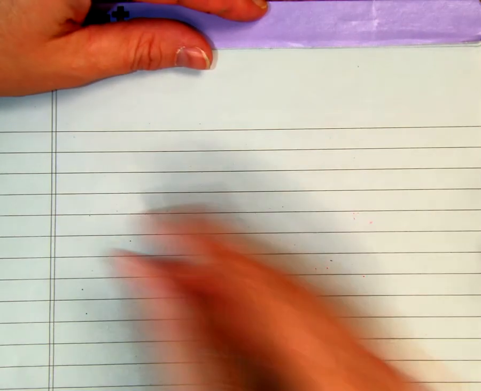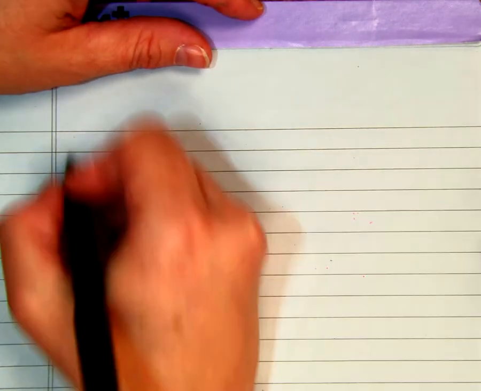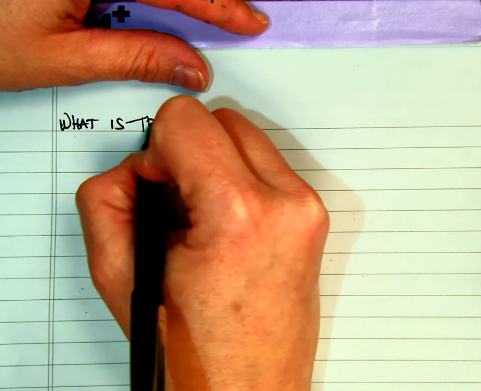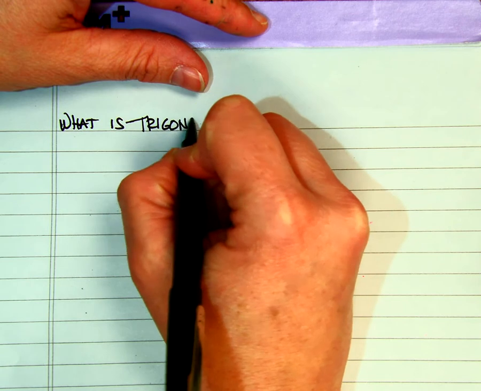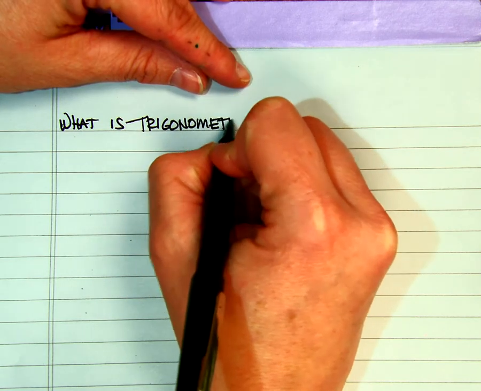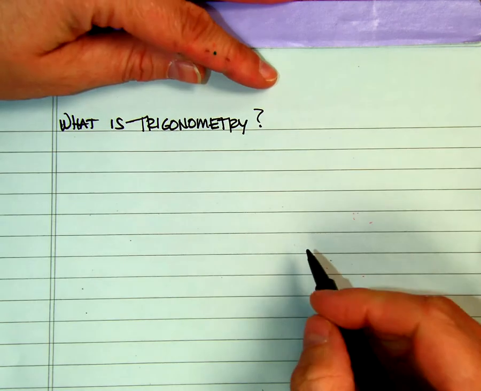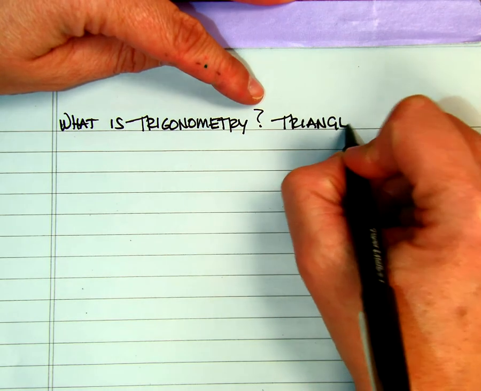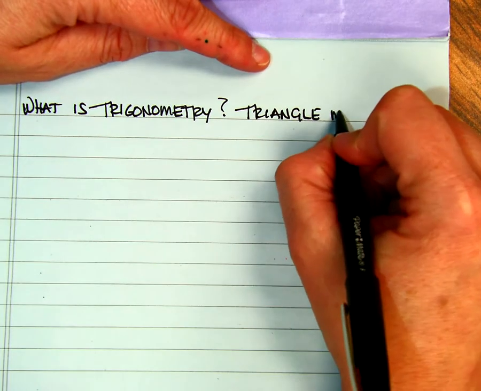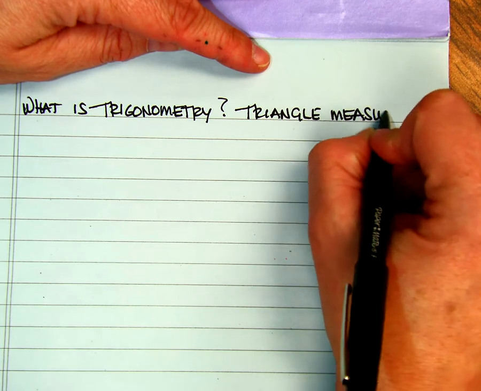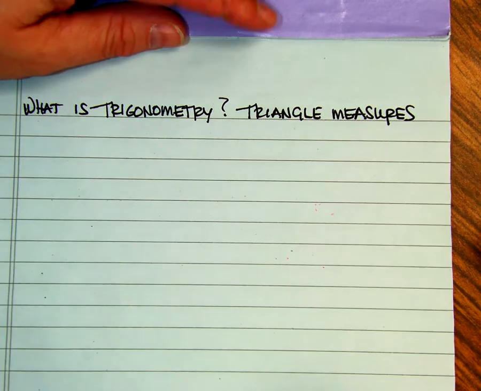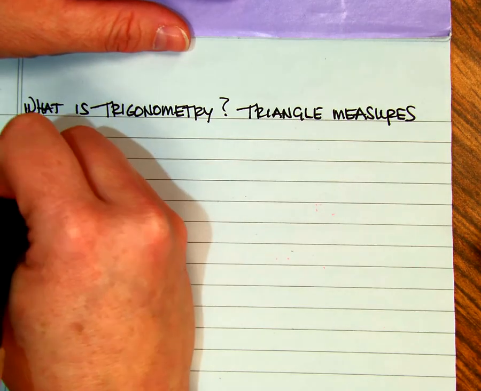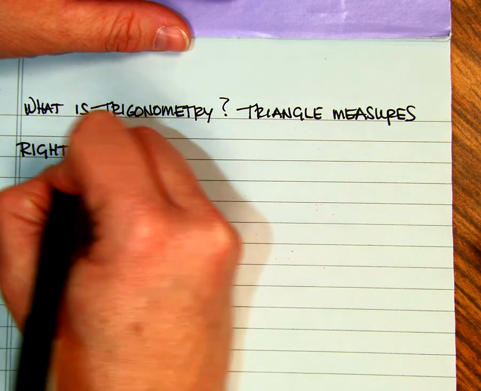Okay, what is trig? Okay, so it's called trigonometry. And it stands for triangle measurements, or triangle measures. What we're going to be focusing on for our class primarily is right triangles.